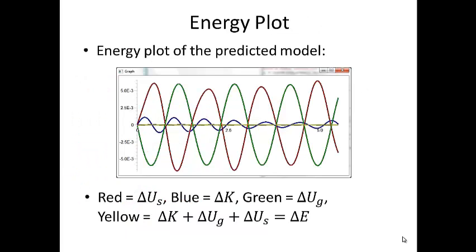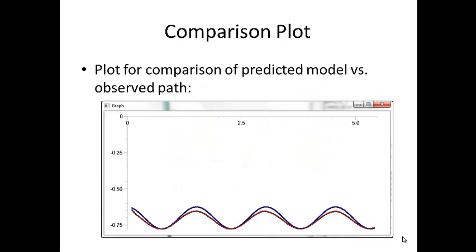This is the energy plot for the computational model. This was considered to be correct because the total change in energy, the yellow line, stays at approximately 0, which is expected since there should be no loss in energy to the surroundings, as discussed earlier. This is the plot for the comparison between the computational prediction and the observed mass oscillation, the blue line being the predicted computational model and the red line being the observed mass.